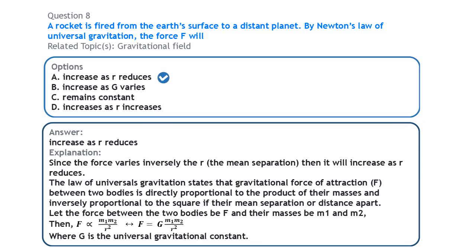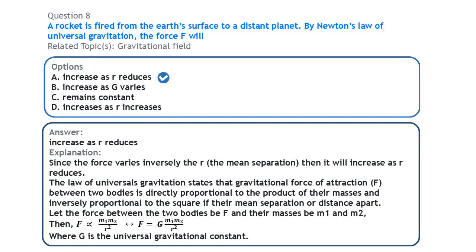Now this question is about distance. If G is a constant, this is the equation from Newton's law of universal gravitation: F is equal to G m1 m2 over r squared, where G is the universal gravitational constant. It does not vary, so the option that the force increases as G varies is out. Also, there is a variation between the force and the distance between the objects.